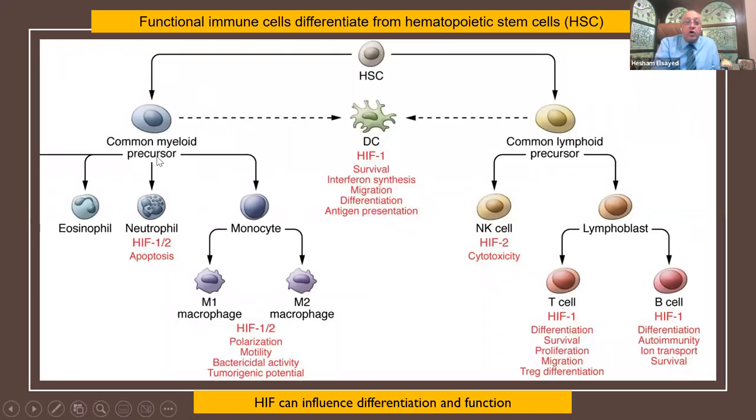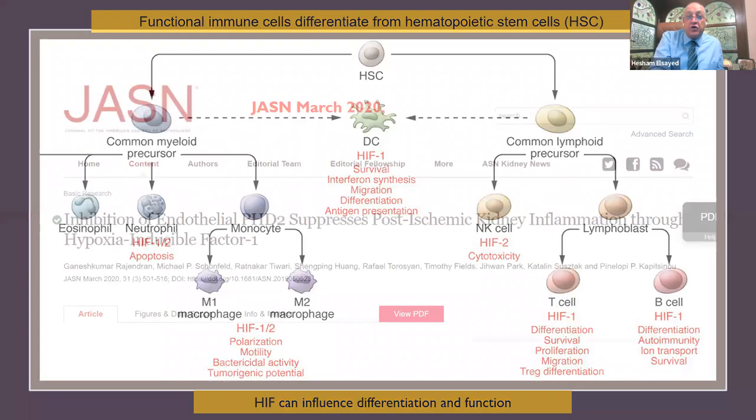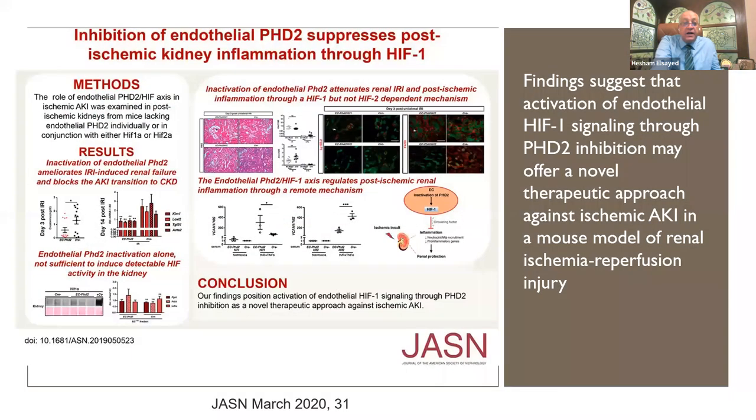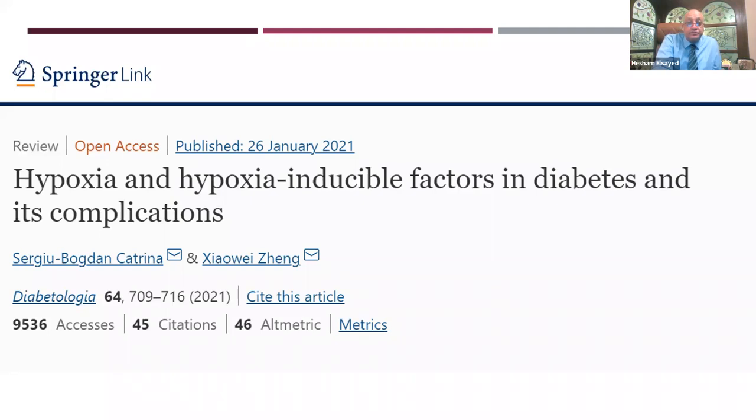In the bone marrow, it controls the common myeloid precursor cells and common lymphoid precursor cells, with natural killer cells and lymphoblast production of antibodies. In a few trials, discussing the hypoxia-inducible factors in inflammation and acute kidney injury, very few slides discuss that, but it is a good insight to have information on reperfusion injury in the kidney and the brain. This signaling therapeutic approach in a mouse model of renal ischemia reperfusion injury improves it.